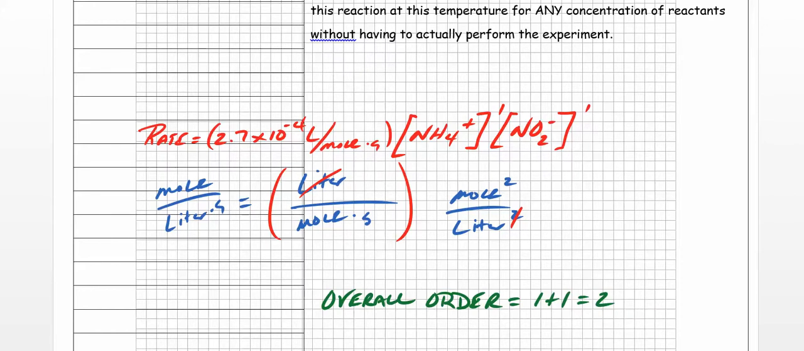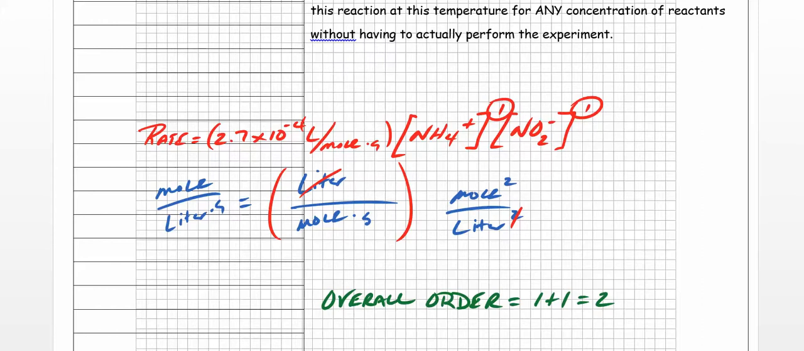All right. One last thing, and that is the overall order of the reaction. The overall order of the reaction is the sum of the two orders that I've calculated for N and M. 1 plus 1 is 2. So the overall order for this reaction would be 2.